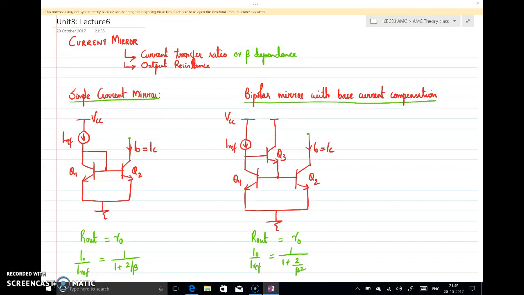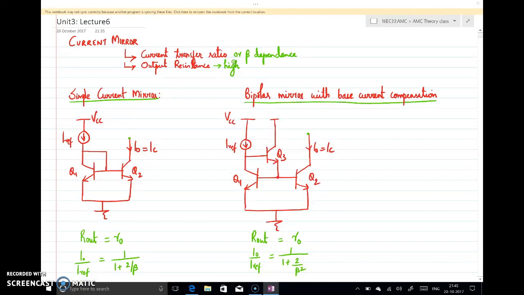So in the initial discussion we discussed that for a current mirror there are two parameters which are very important. One is the dependency of current transfer ratio on beta. So we understood that it should be less dependent on beta. And second thing is output resistance. Output resistance should be high for a current mirror or a current source.